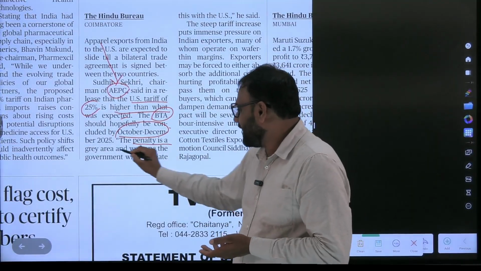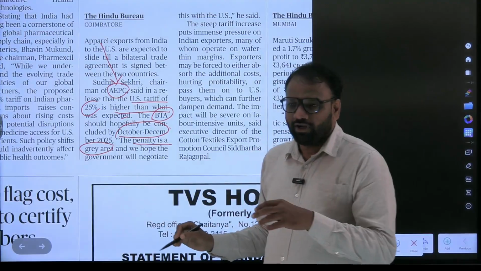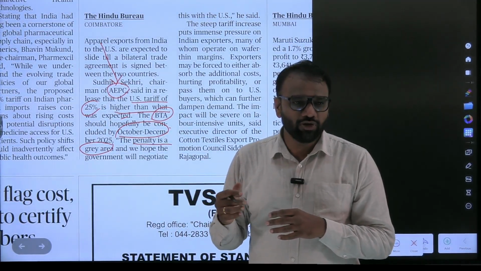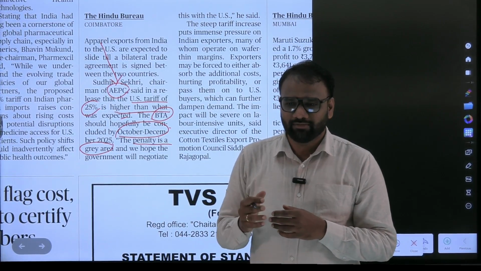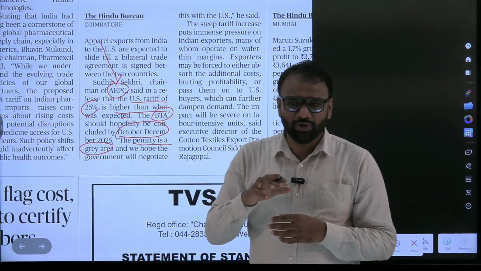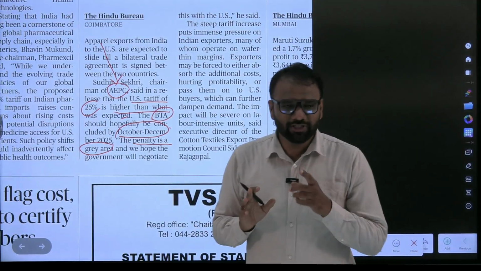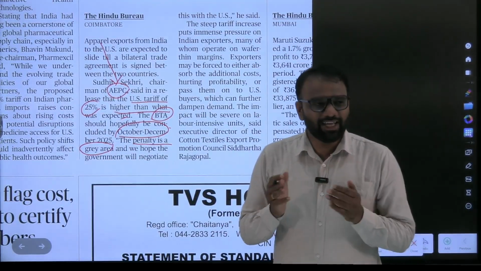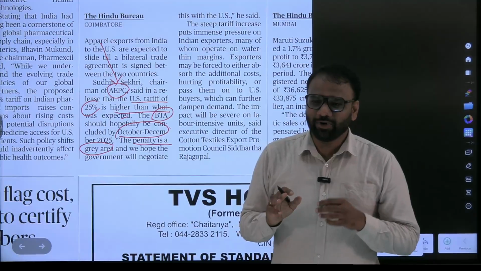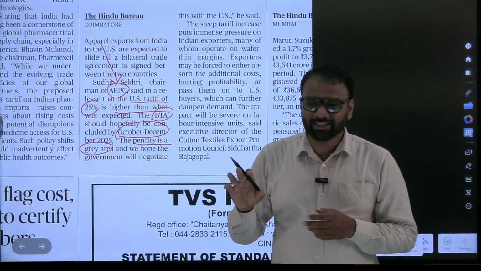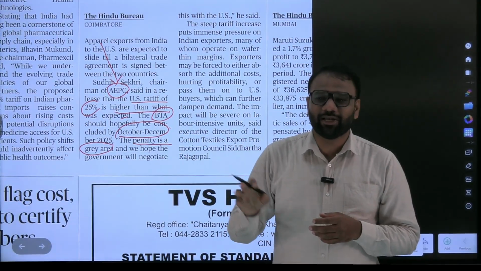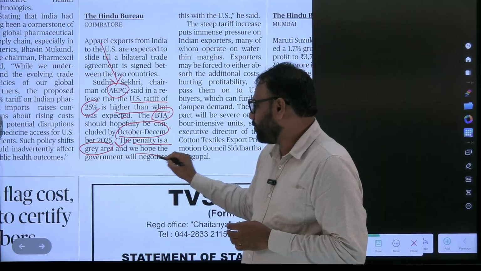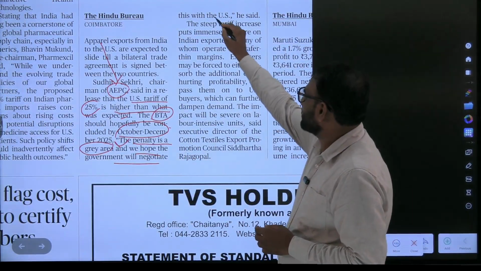The penalty is a grey area. On top of the extra taxes, Trump has also said that he will be imposing penalties. Those who have read the newspaper will know why. The US has said that India should not do any kind of business with Russia, but India is doing business with Russia as well. Hence, apart from the taxes, Trump says he is going to impose an extra penalty. So the penalty is a grey area. For timing, just leave it. And we hope the government will negotiate this with the US.